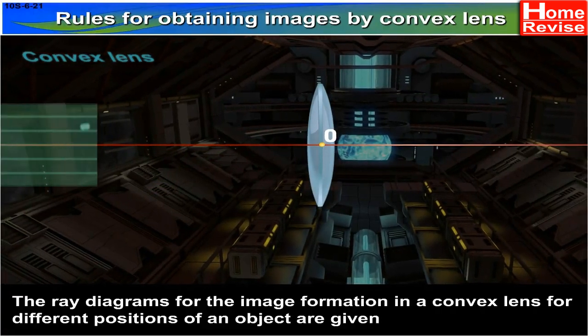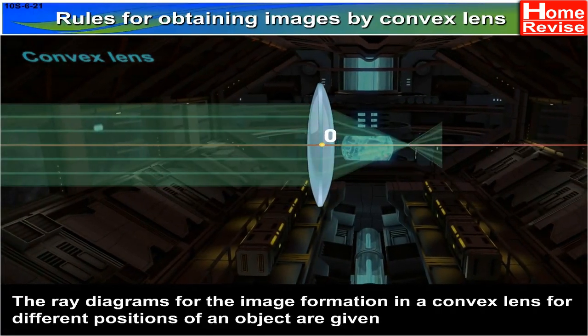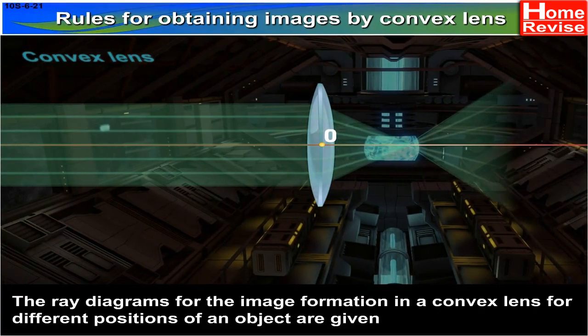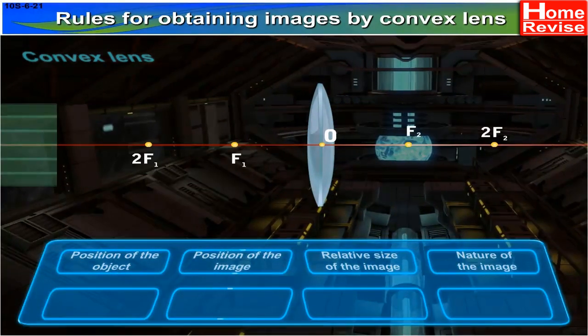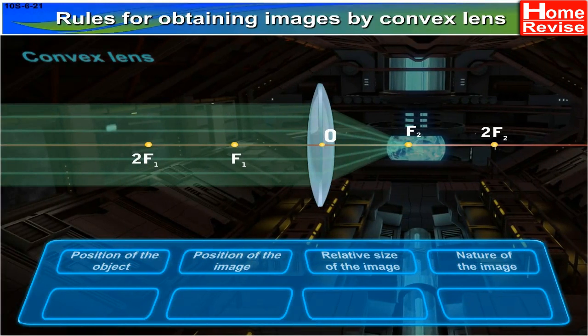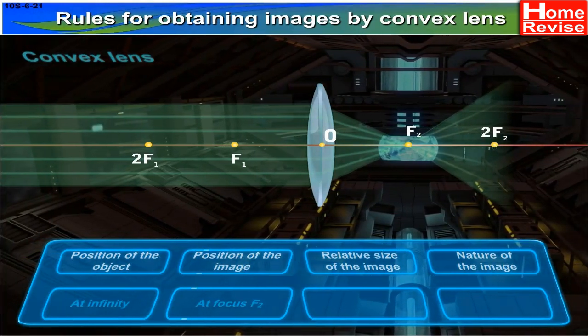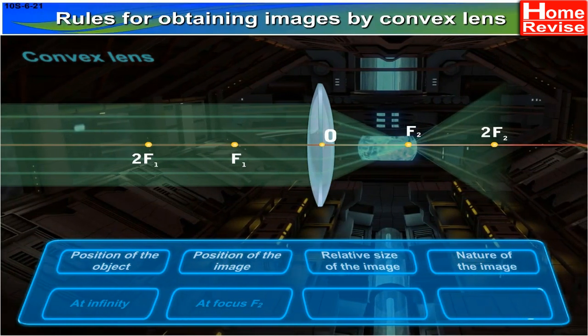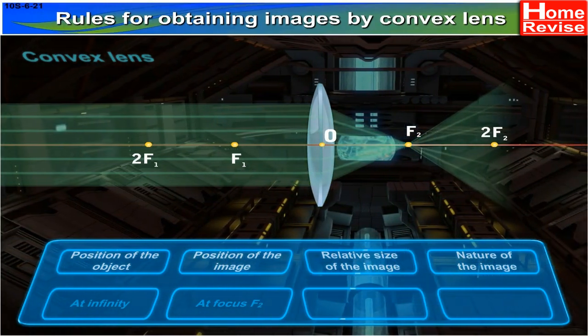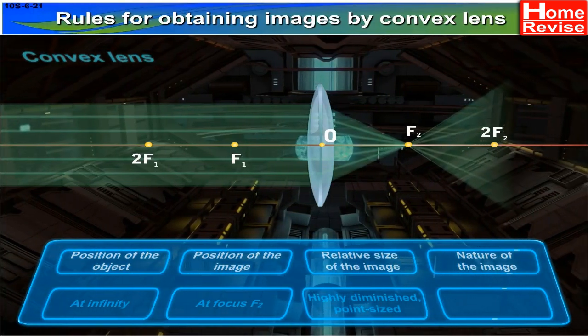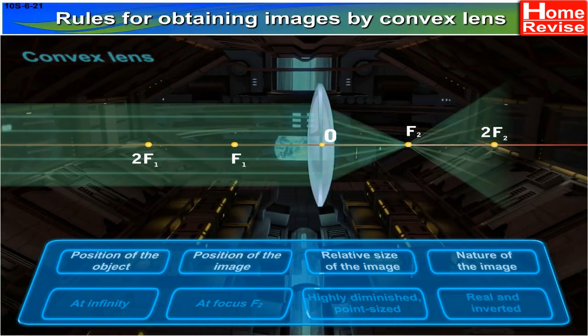The ray diagrams for the image formation in a convex lens for different positions of an object are given. When the position of the object is at infinity, the position of the image is at focus F2. Relative size of the image is highly diminished, point-sized. Nature of the image is real and inverted.